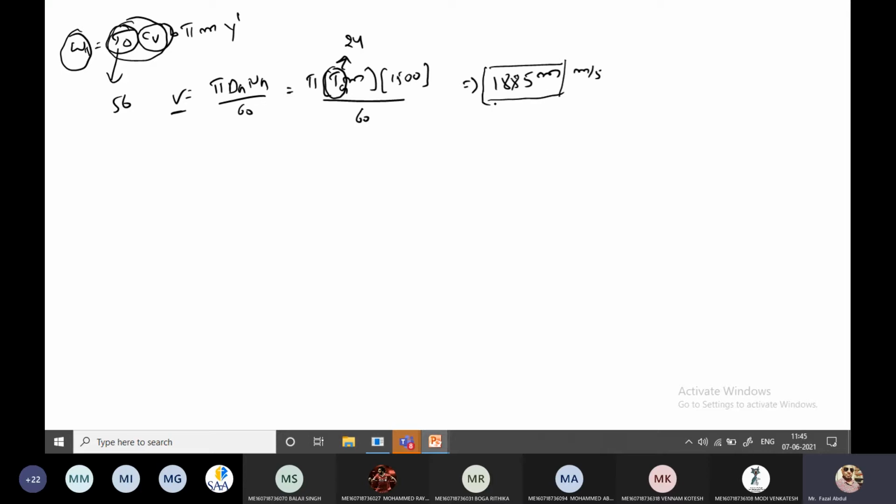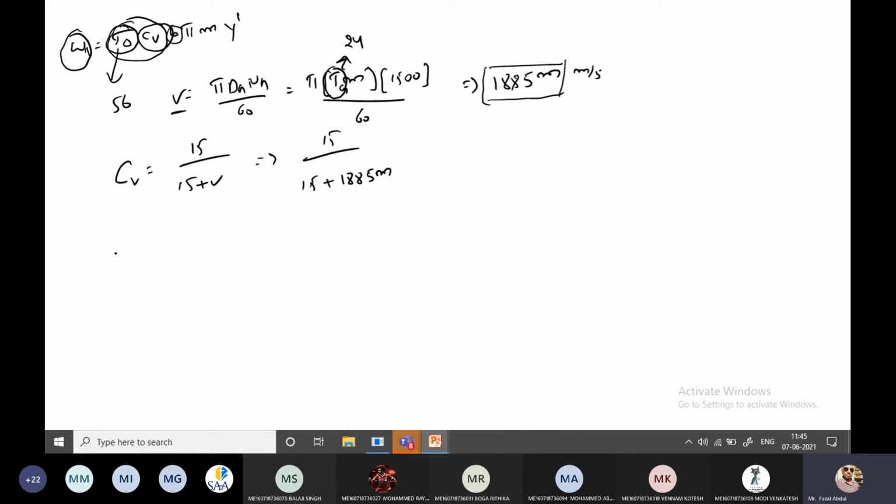So I am selecting the Cv value as 15 by 15 plus V, because based on this only we select the Cv value, but the pitch line velocity V is not exactly known. So 15 by 15 plus 1885 module.